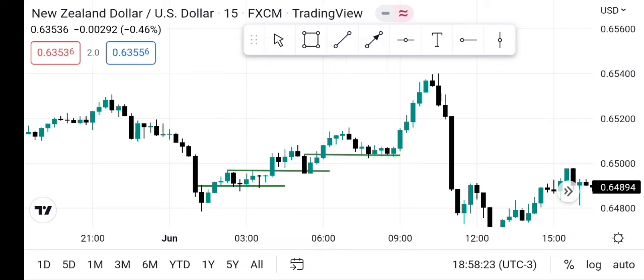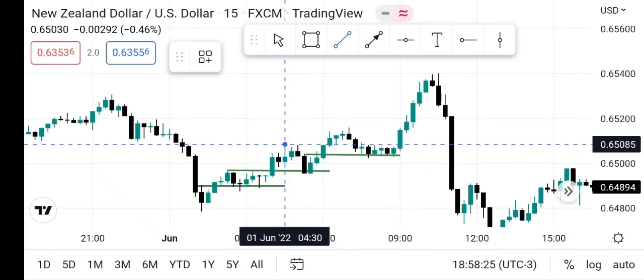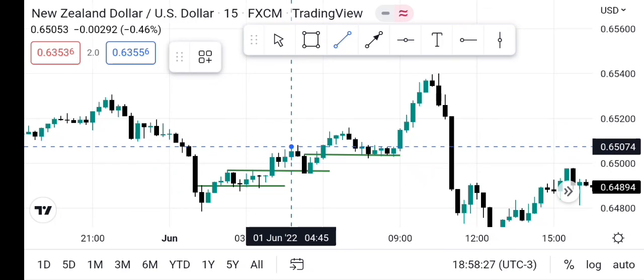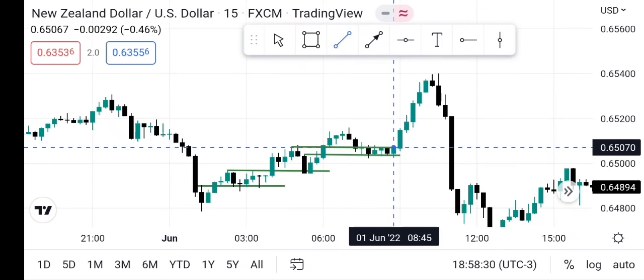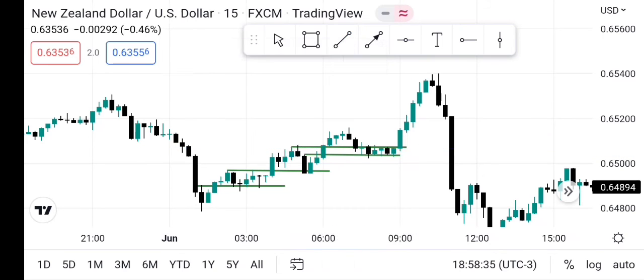Look at how beautiful that is. Now look at the high of the candle that makes this swing high. See that? It doesn't matter where you were a buyer. See how progressively it went. Very, very beautiful.